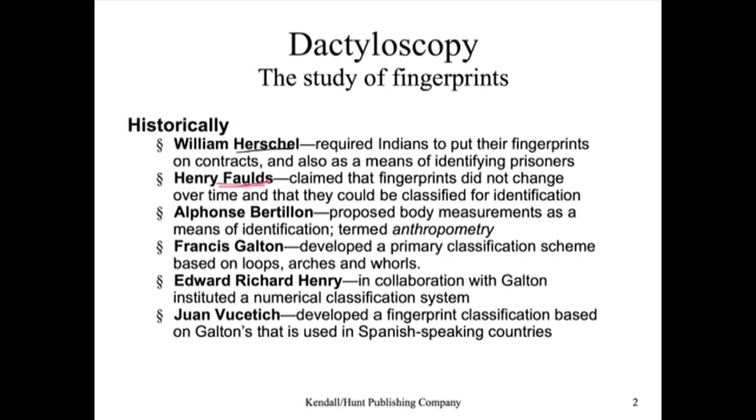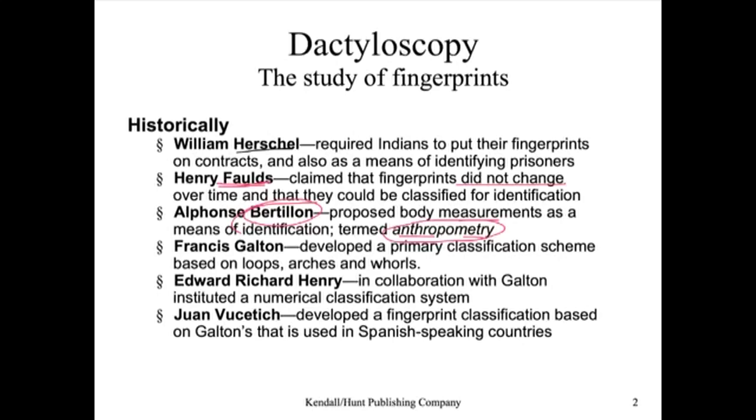Henry Faulds came up with a critical point of fingerprints, which was the idea that they don't change over the course of a lifetime. And then Bertillon, who we're going to work on, is the one that came up with something called anthropometry. Anthro and metry, you should know from some Greek Latin root words, is to study the body, the measurement of the body.